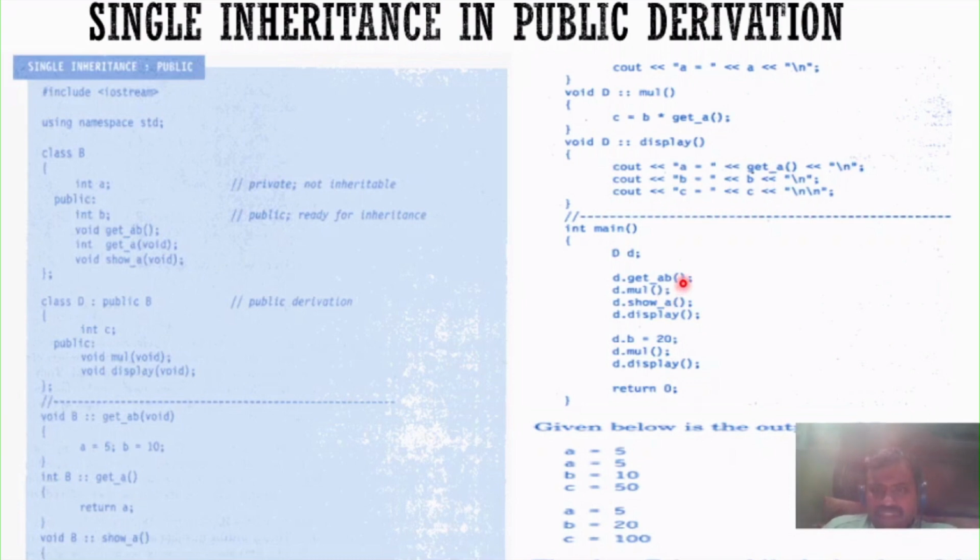First it is going to get the content of A comma B. What is the value of A and B? It is assigned A is equal to 5, B is equal to 10. So the value will be obtained here. And when we call the multiplication function MUL here, it is going to calculate C is equal to B star A. B is equal to 10 star 5, A is equal to 5. 10 into 5, 50. The result will be stored in C.